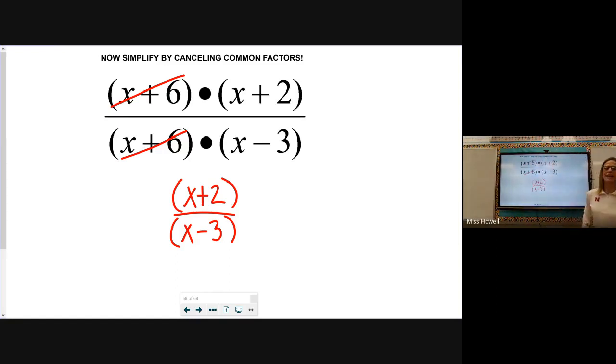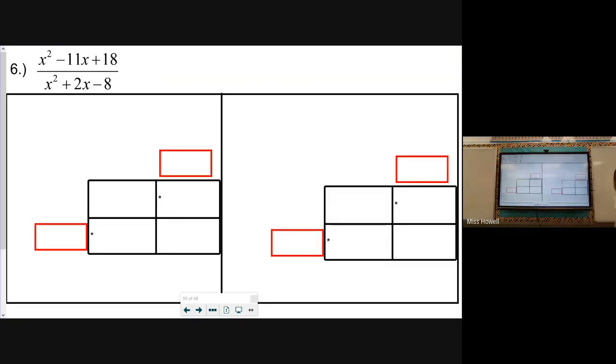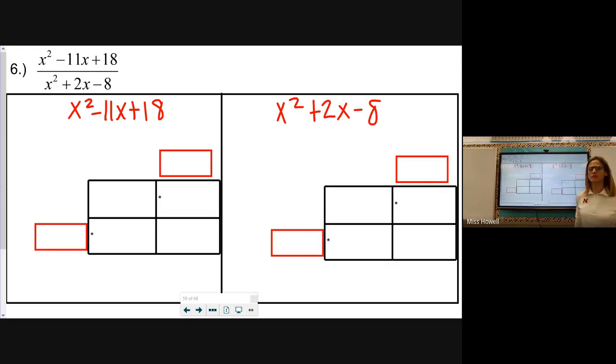All right, last one. X squared minus 11x plus 18 all over x squared plus 2x minus 8. All right, let's break it up. Let's factor. These are both quadratics, which means we have to check for both GCF and chart method to get our factored completely version. All right, x squared minus 11x plus 18 does not have a GCF. So we're going to go right to our guess and check.